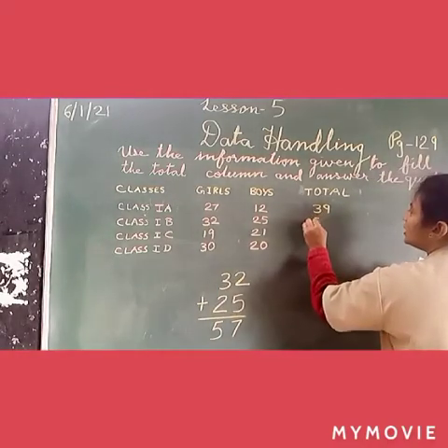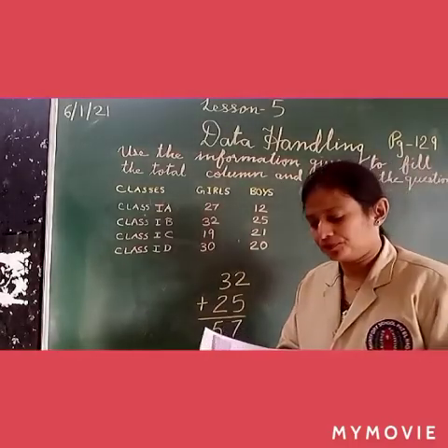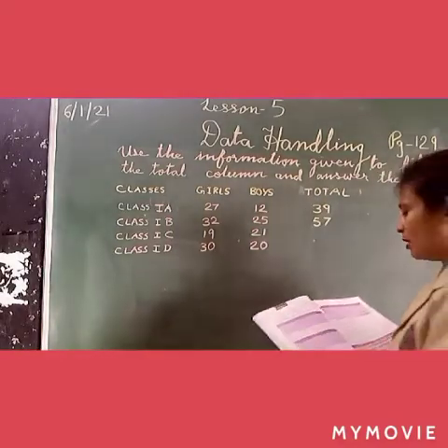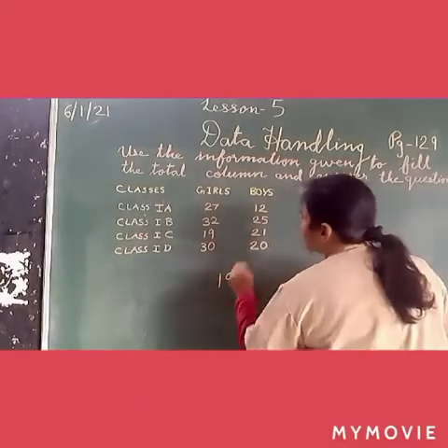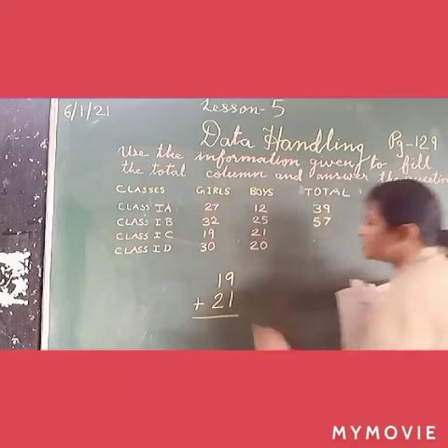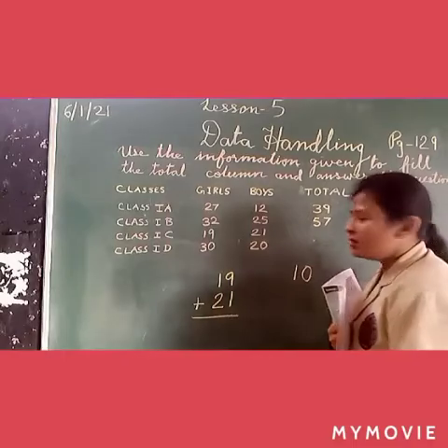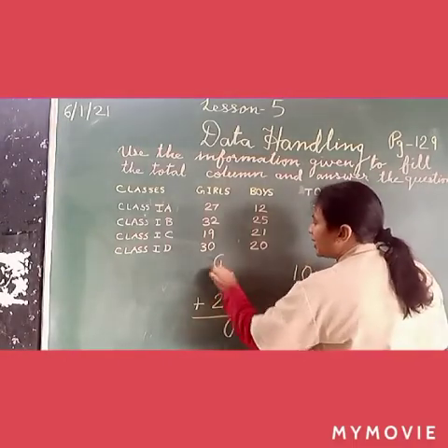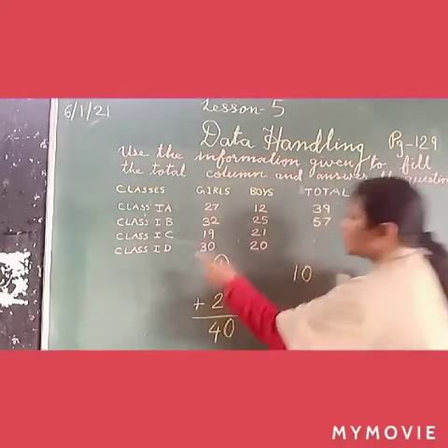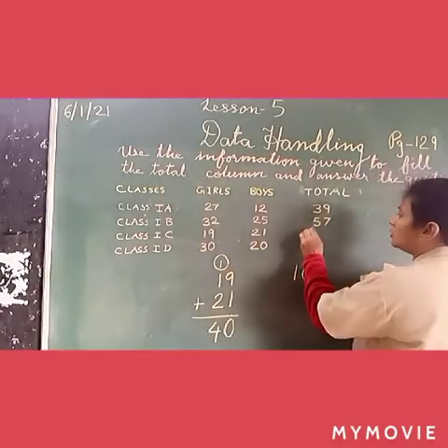Now come to class 1C. 19 girls are there and 21 boys. So we will add, and what is the answer? Let's see. 9 plus 1, that is 10. You know 10 is a double digit number. So we will write 0 here and 1 will be carried forward. 2 plus 1, 3. 3 plus 1, 4. Total number of students in 1C is 40. So write down 40 here.